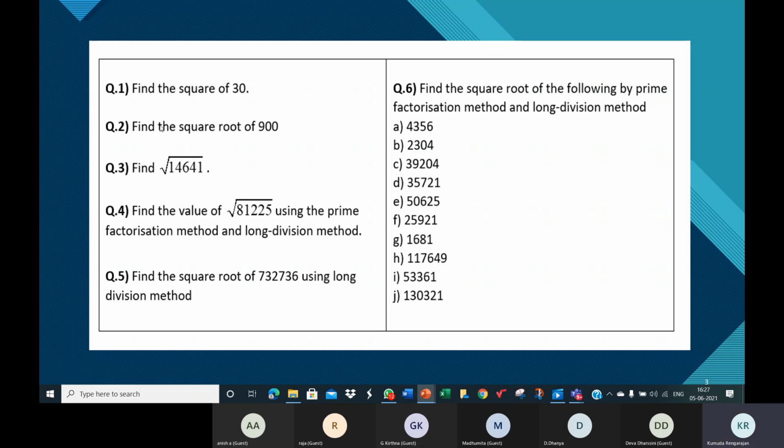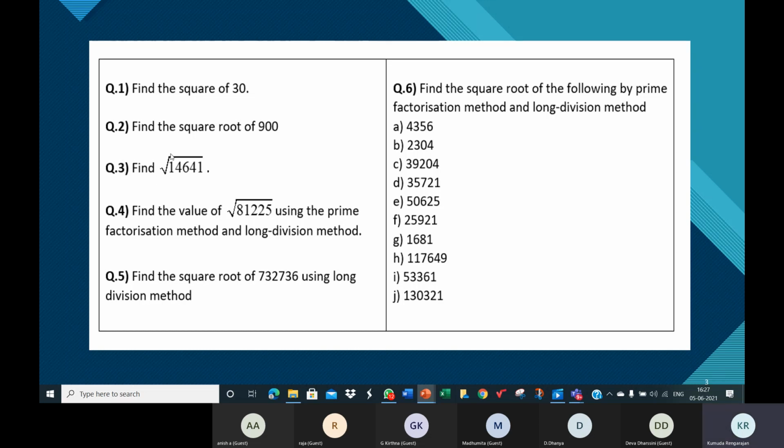Now let's learn how to find the square root of a given number. See here, find the square root of 900, which means you need to find a number which when multiplied by itself will give you 900. This is the simple definition of square root, children. You can see it in question number 3. This is the symbol for square root. When we write this, how do we read this? Find the square root of 14,641.